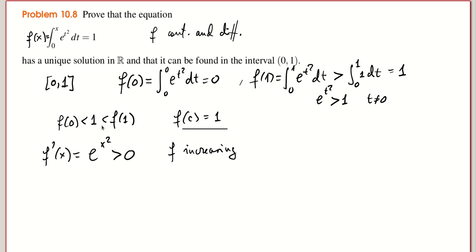There's a solution, right, that we've proven using the intermediate value theorem, but there's only one solution because f is increasing.